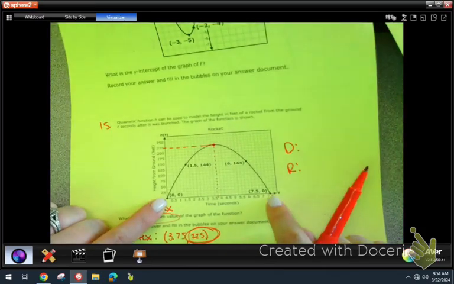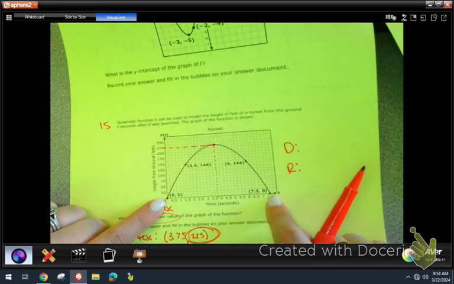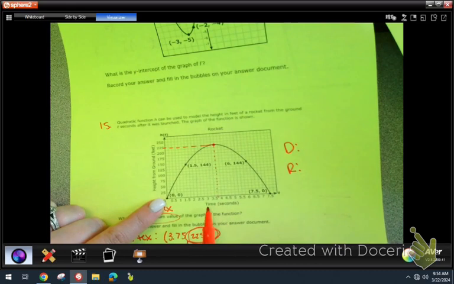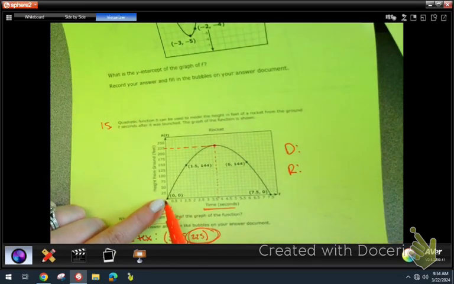No, it has endpoints right there. So this is an example where your domain is not going to be all real numbers. It's not going to be negative infinity to positive infinity. Oh, because it stops. Because it stops, okay? And we're also talking about, our x is talking about time. Are we ever going to have negative time? No, okay? So for our domain, what would be our starting point?